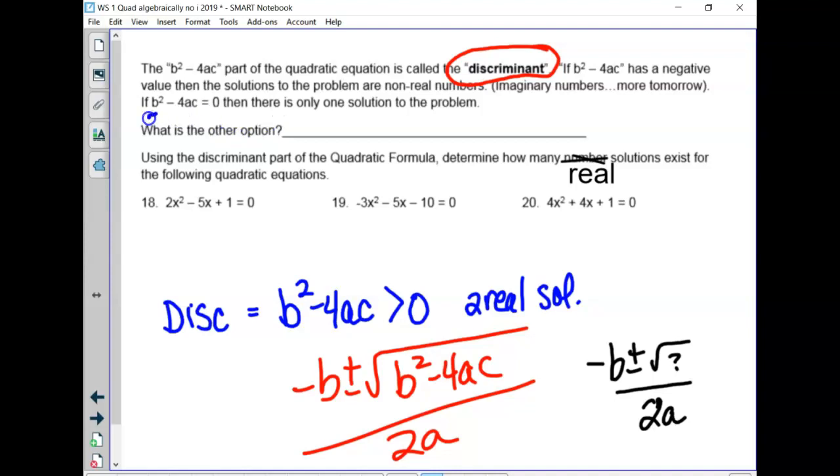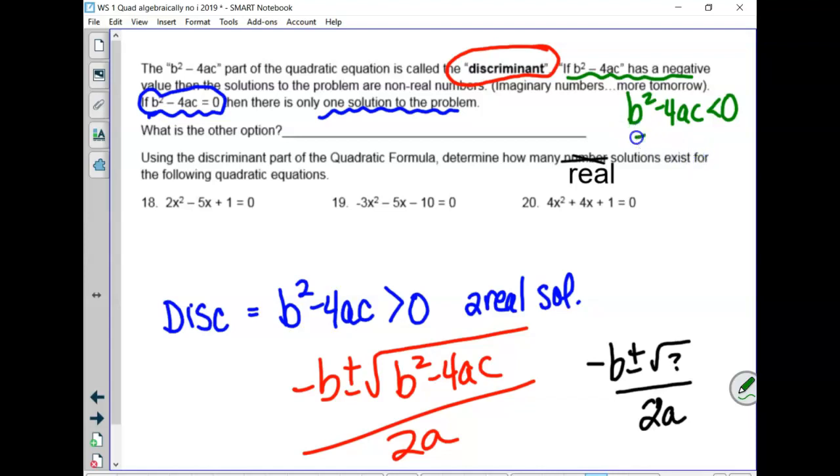If b squared minus 4ac is exactly 0, then we'll have just negative b over 2a, because this part would become 0. So there will only be 1 solution. If b squared minus 4ac has a negative value, okay, so b squared minus 4ac is less than 0, then what happens?